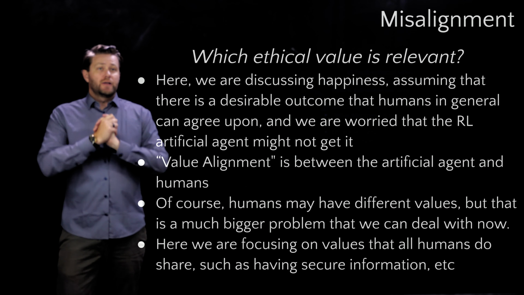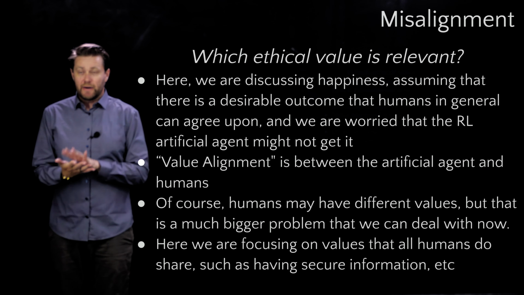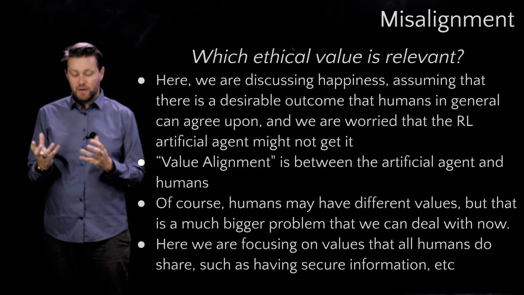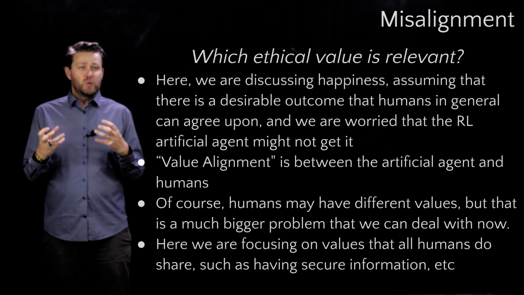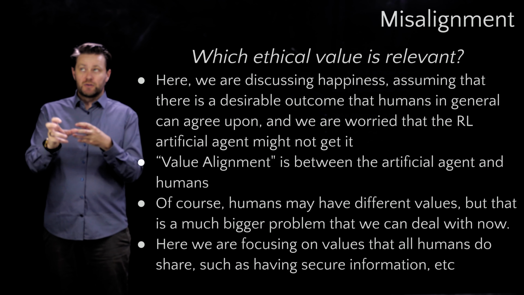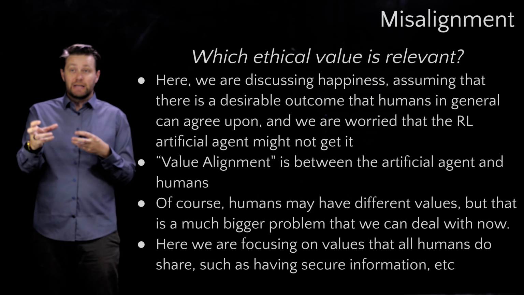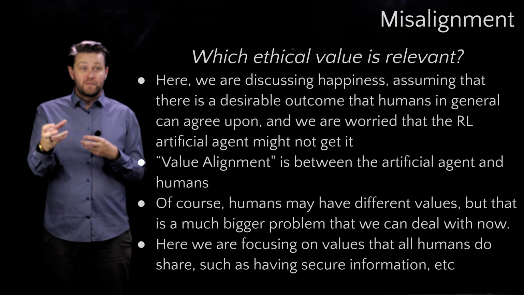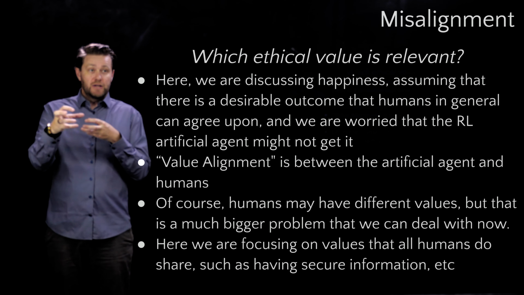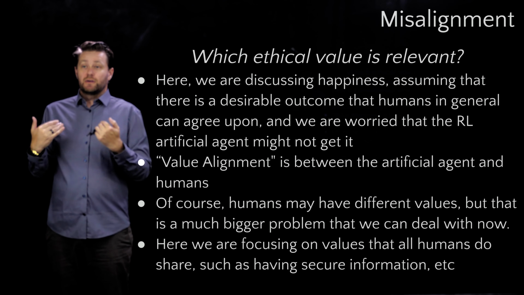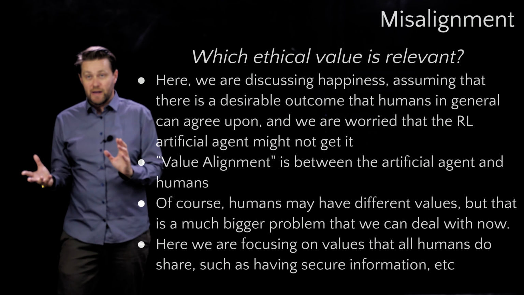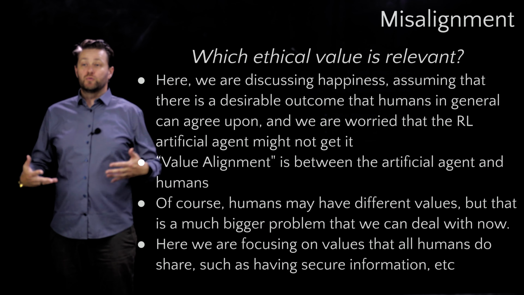Okay, so which ethical value is relevant here? Here we're talking about the ethical value of happiness. What I'm assuming is that there is a desirable outcome that human beings in general can agree upon. And so the misalignment occurs where we're concerned that the artificial agent is not going to share those values. So the alignment is between human values and artificial agent values. Now, of course, humans can disagree about their values, but here I want to focus on the subset of human values that all humans of goodwill can agree upon.